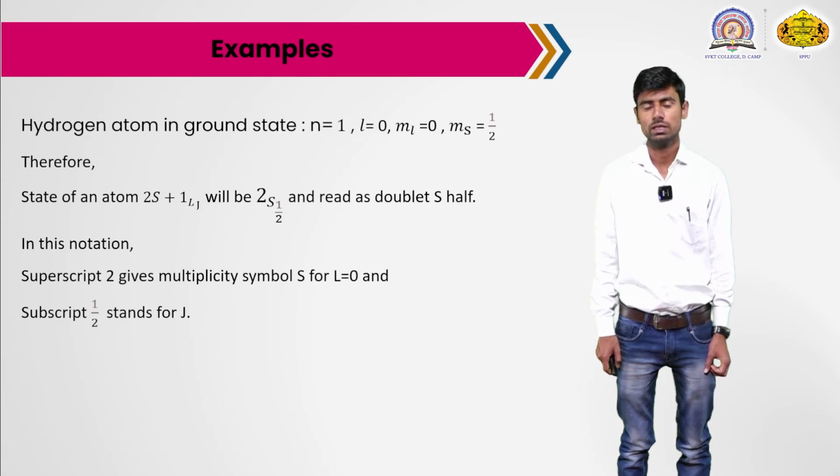2S plus 1 will be doublet, multiplicity will be 2, and here small l value is 0, so capital L value is also 0 because there is only one electron. So capital L equals 0, which gives us the S state, capital S. And the J value will be L plus S to L minus S. Here L is 0, S is a half, so L plus S will be half, and L minus S will also be half. So the spectral notation of this state will be 2S half, and it is read as doublet S half.